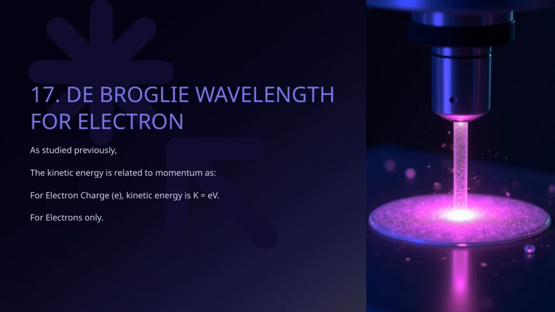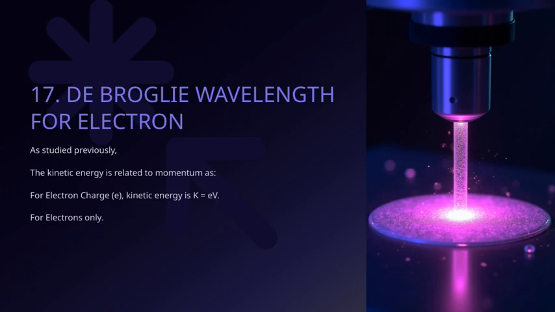Now, the kinetic energy isn't just an isolated concept. It's related to the momentum of the electron as well. As we've studied earlier, there's a fundamental relationship between an object's momentum and its wavelength, which is the basis for wave-particle duality. This brings us to the de Broglie wavelength for electrons. Remember, de Broglie proposed that particles like electrons exhibit wave-like properties, and their wavelength is inversely related to their momentum. This connection is crucial because it allows us to analyze electrons not just as particles, but as waves, opening up new ways to understand their behavior at the quantum level.